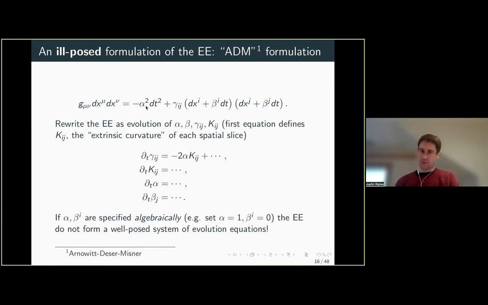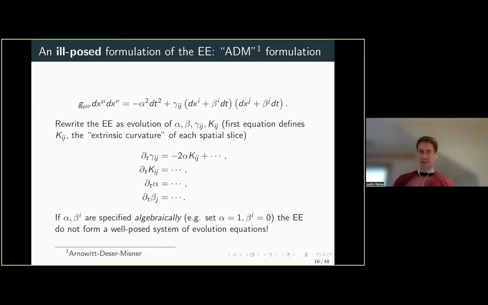So if you plug this metric into your Einstein equations, R mu nu, Einstein tensor equals matter, you get a system of equations for the spatial metric gamma, alpha, beta, and what's called the extrinsic curvature, which is basically defined as the first time derivative of gamma, this first order reduction.